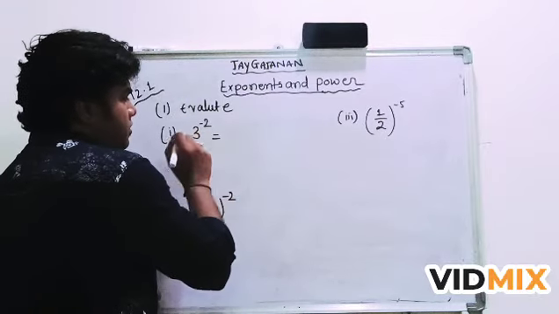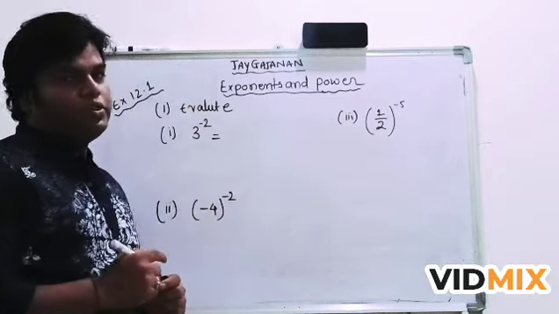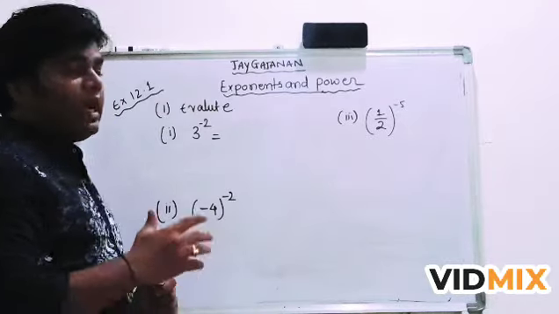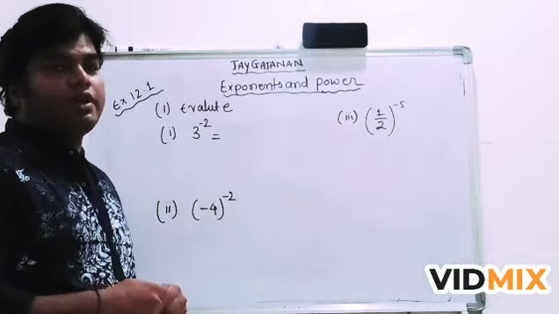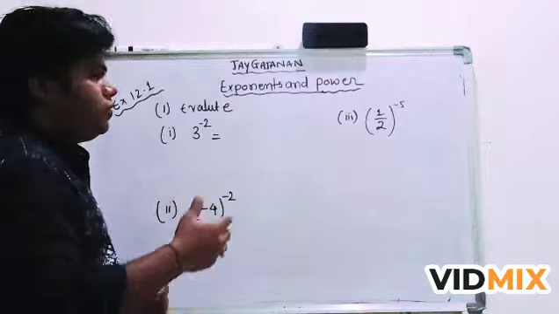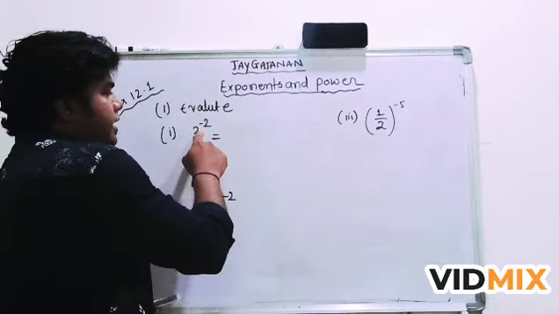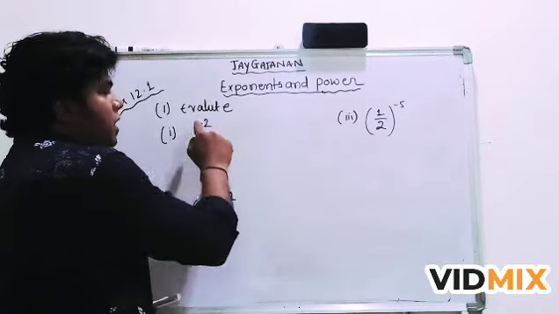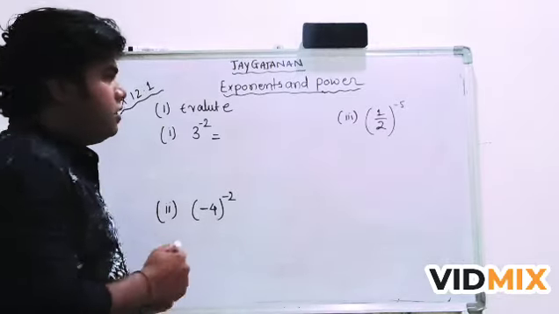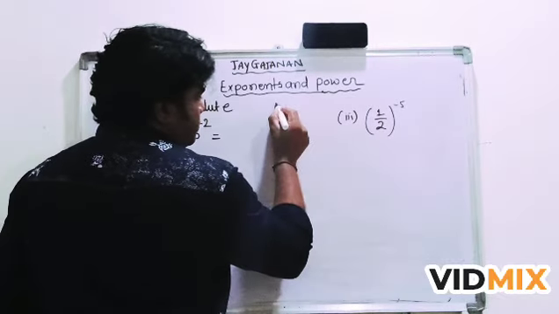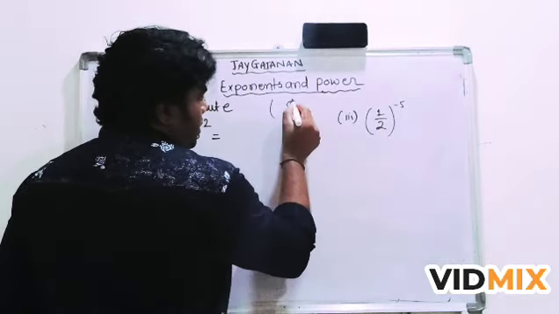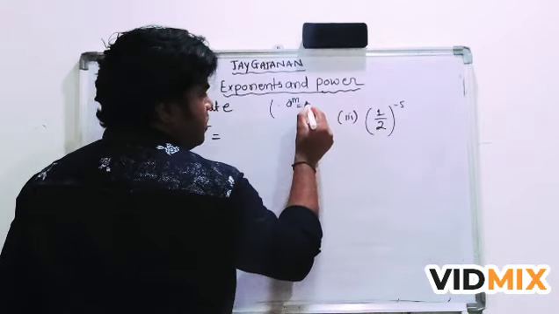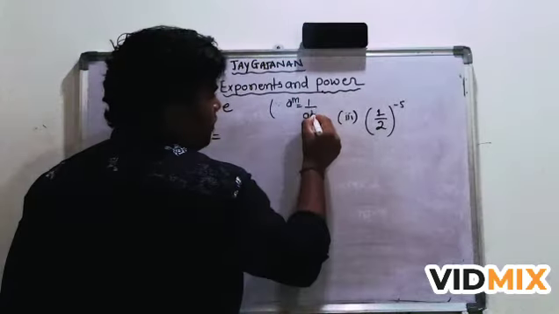First one is 3 to the power minus 2. We have to solve this, and we have seen 7 to 8 identities in the previous video, so we have to recall those identities. In that I told you that a to the power minus m, by using a to the power minus m, this will give you 1 upon a to the power m.